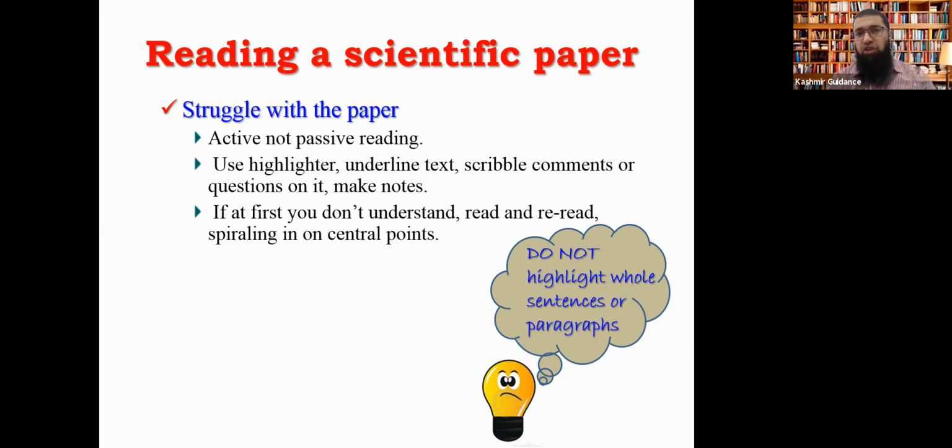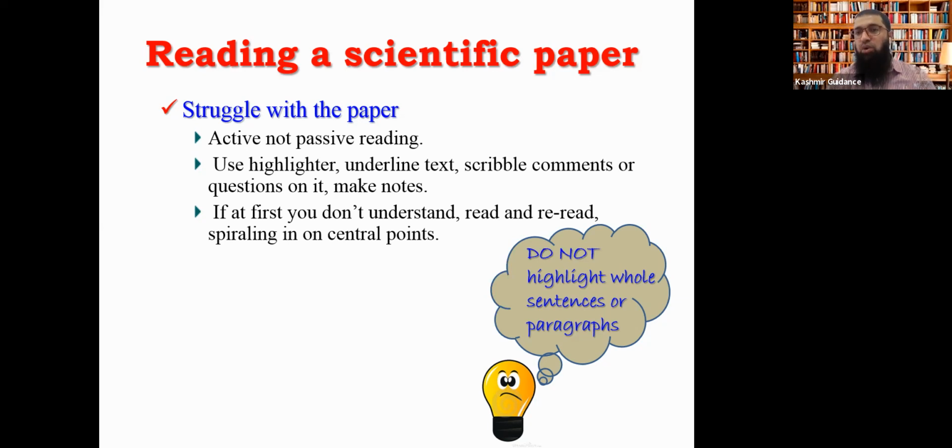At first, if you don't understand what is written in the research paper, I suggest you read and reread the same research paper, spiraling on central points. You have to read it many times. Sometimes one time you will not get an understanding of that research paper. Instead of starting the next research paper the next day, read the same paper after 3 days, 4 days, as long as it takes until you understand.